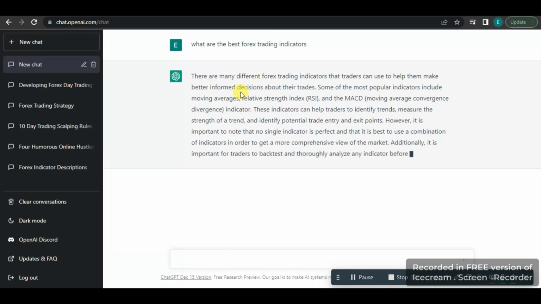So one thing about indicators is that it doesn't just show you buy and sell. There are indicators that help you make informed decisions about the trades you're about to take. Some of the most popular indicators include moving average, RSI, and MACD. So guys, we'll be asking this AI, how do we use moving average, RSI, and MACD?